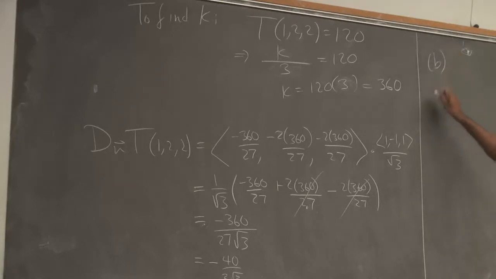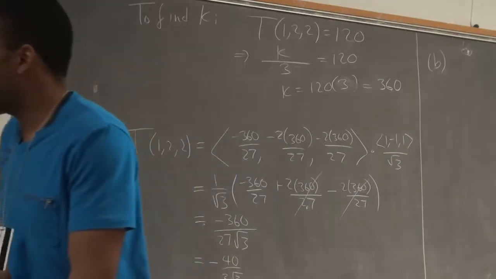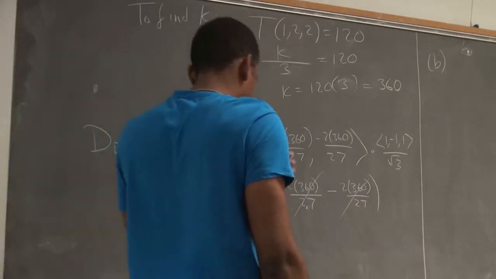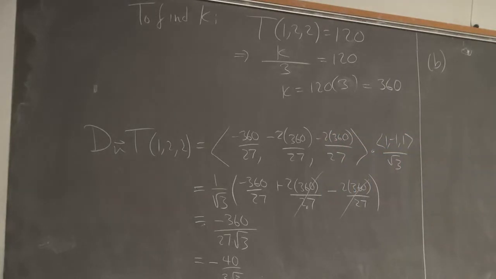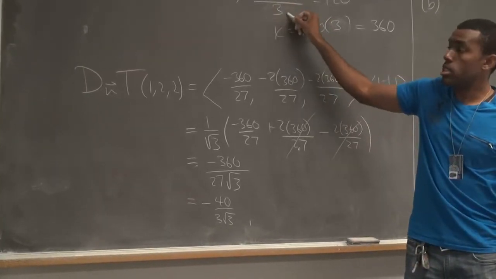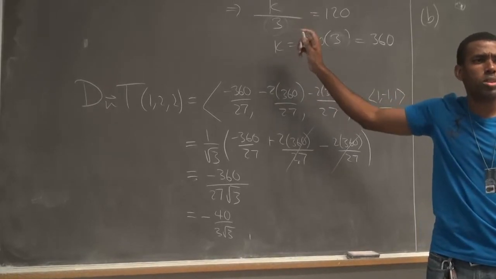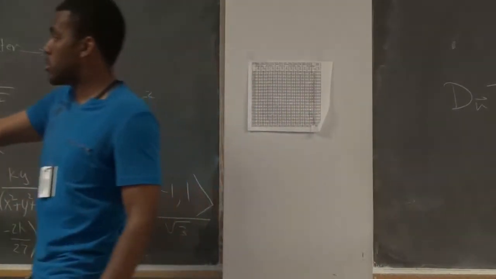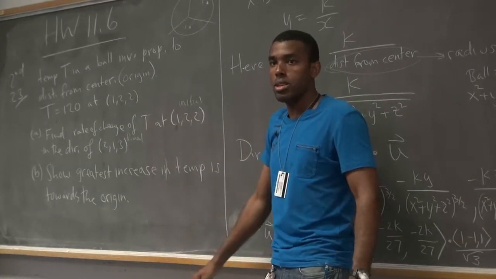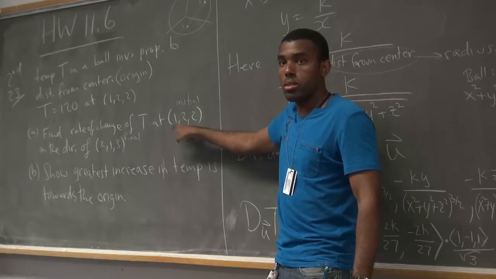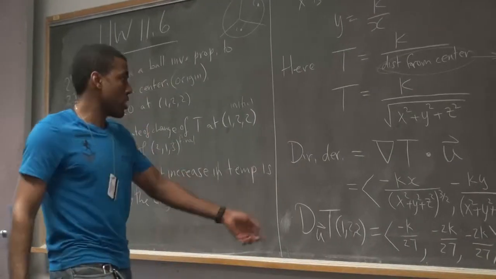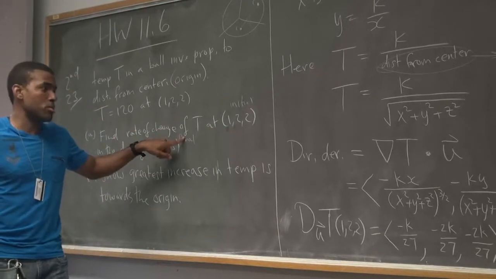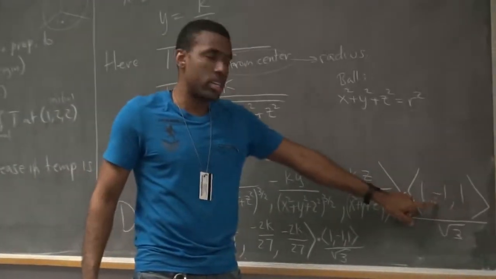So now part B. Show that the greatest increase in temperature is towards the origin. How do I know where the greatest increase in temperature is? Wait, where did you plug in the 2, 1, 3? You only found the first. Oh no, the 2, 1, 3 you used to get the u. You only plug in the base point, right? This final point just helped us to find the vector, but everything is evaluated at the base point. The second point just helps you find the direction you're moving in, so once you use that here, we don't really need it again.